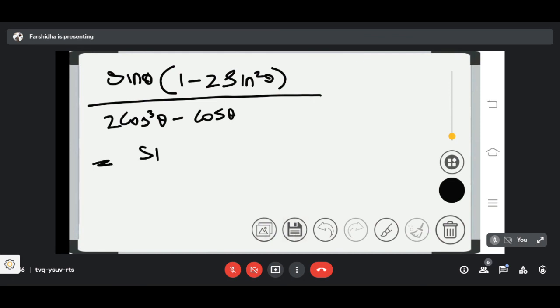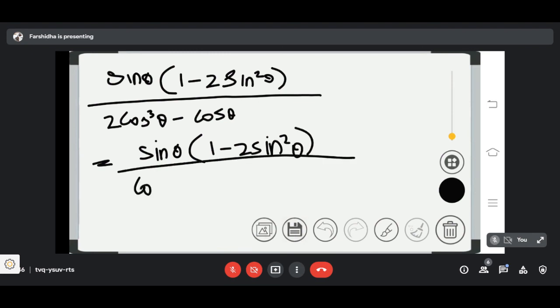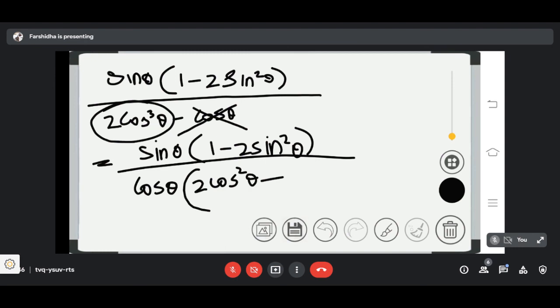So the next step will be sine theta into 1 minus 2 sine square theta divided by, see, I'm taking cos theta outside. So inside what will be there? From 2 cos square theta, I have taken cos theta outside, so one cos is gone. So what is remaining? 2 cos square theta minus, from this term I have taken cos theta, so what is remaining? Only 1. So this is the step: sine theta into 1 minus 2 sine square theta divided by cos theta into 2 cos square theta minus 1.